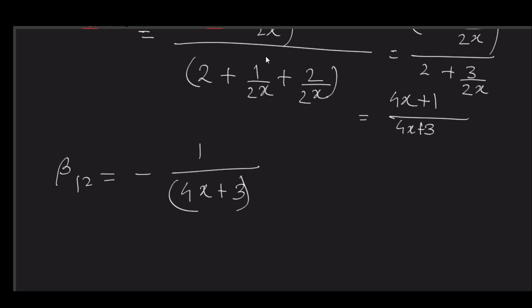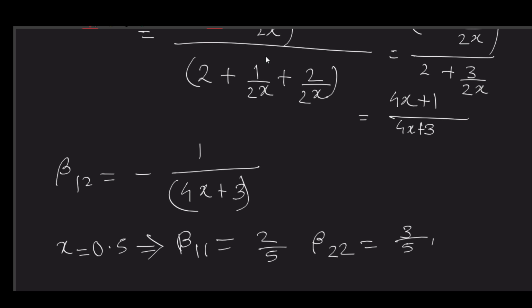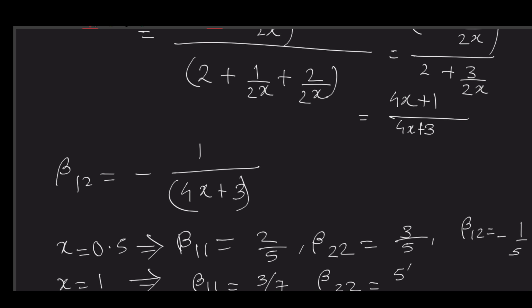With all these values, if you put x is equal to 0.5, then you will get beta 11 is equal to 2 by 5, beta 22 is equal to 3 by 5, beta 12 is equal to minus 1 by 5, and similarly at x is equal to 1 you will have beta 11 is equal to 3 by 7, beta 22 is equal to 5 by 7, beta 12 is equal to minus 1 by 7, right?